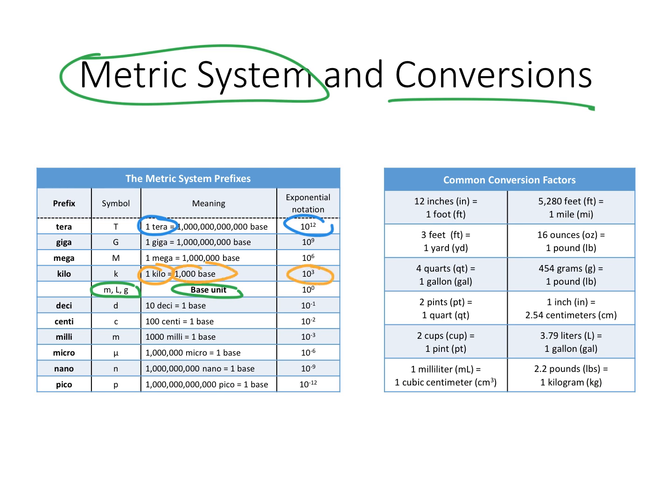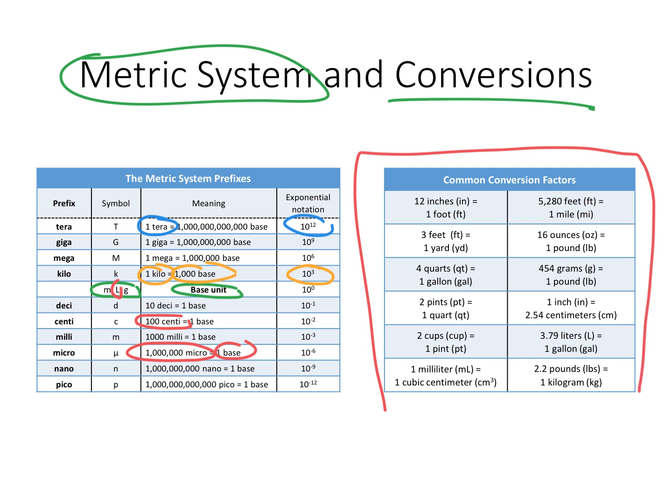We can go the opposite direction and smaller, so that 100 centiliters is 1 liter, or a million micrograms is 1 gram. So this is how big or small they get from the base unit. And then we have some common English conversion factors over here, and these aren't to memorize, they're just to remember that they exist. You won't have to memorize them, but you will have to reference them.